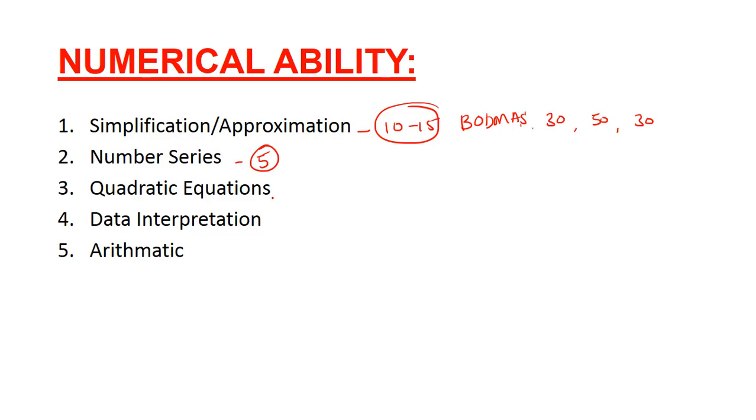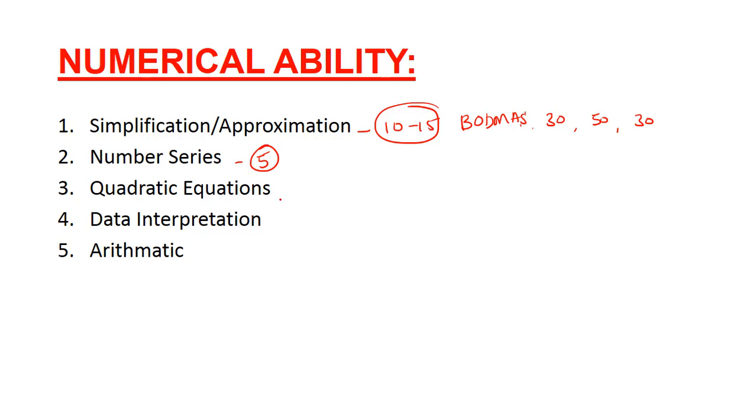The next one is quadratic equation. Quadratic equations would normally not be asked in numerical ability if the total questions asked from simplification and approximation are 15. But then, don't take a chance. Prepare for quadratic equations as well.